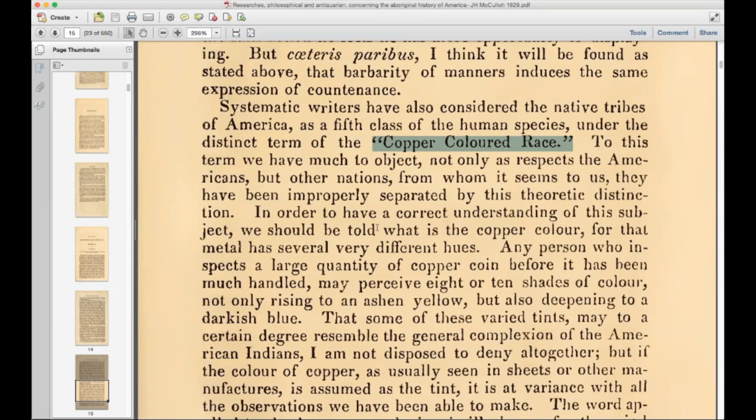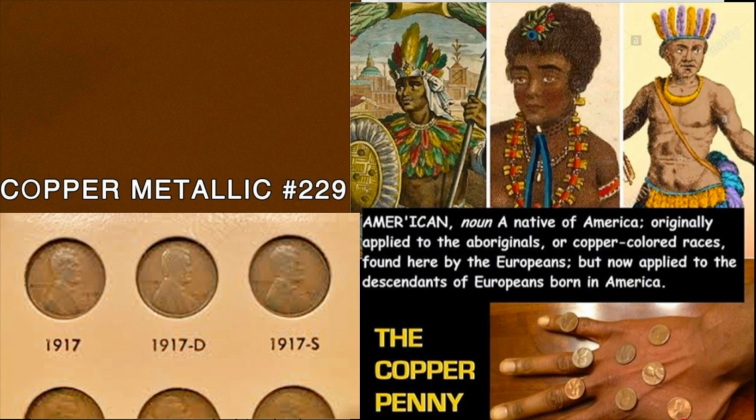To this term we have much to object, not only as respects the Americans, but other nations, from whom it seems to us they have improperly separated by this theoretic distinction. In order to have a correct understanding of this subject, we should be told what is the copper color, for that metal has several different hues. So that's very important. You know, copper does have a lot of very different hues, but we know generally what the color is, right? Copper, all right, and who that resembles more, all right?